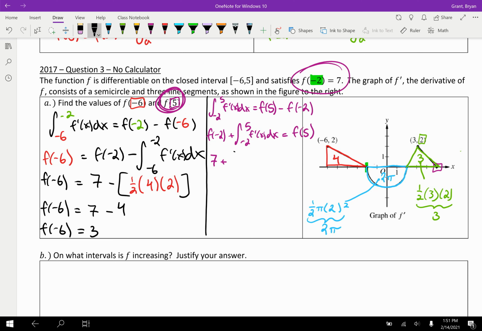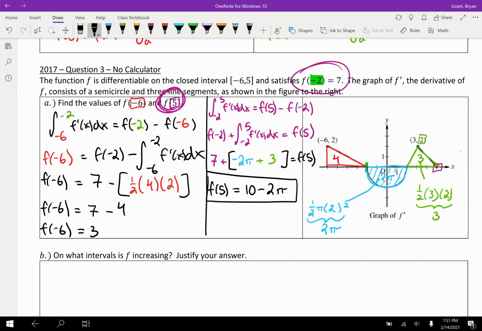Well, we are going to sum up the area here to find a value for f of 5. There are 2 areas, the one in blue, which is 2 pi, and the one in green, which is 3. Did you catch my mistake? The mistake, of course, is that the blue area is below the x-axis, which means that needs to be negative area. And then we combine like terms. I'm going to write the f of 5 over here. We have 7 plus 3, which is 10 minus 2 pi.